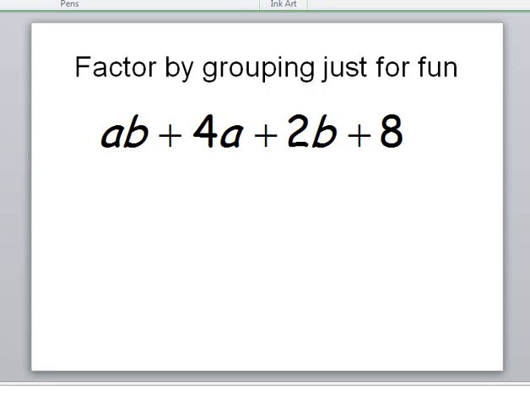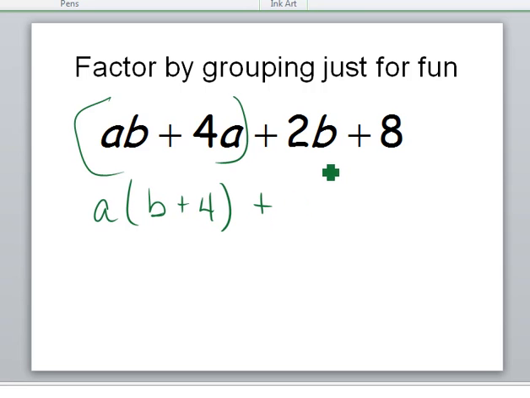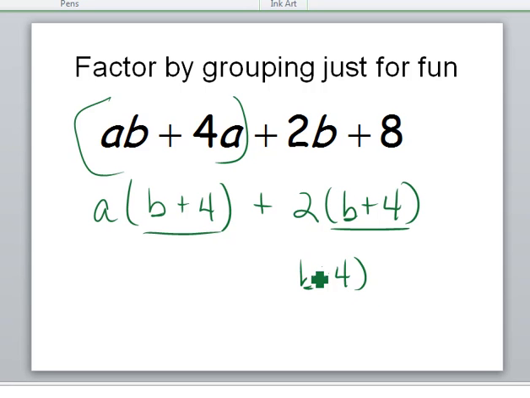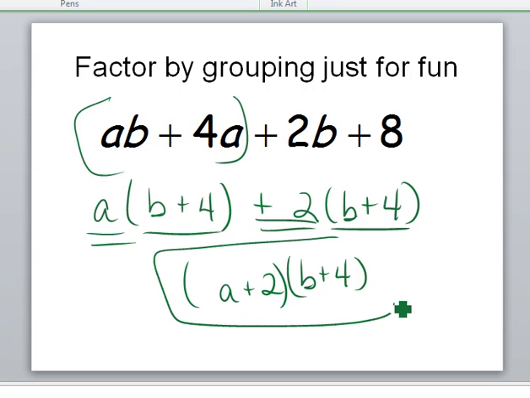This last problem says factor by grouping just for fun. So we'll give it a shot. What's the greatest common factor here? That would be a. We're left with then a b plus 4 on the inside. Plus the greatest common factor here is a 2, and I'm left with a b plus 4 on the inside. Write this as one term, and then this other part comes on the outside, a plus 2. So my final answer would be a plus 2 times b plus 4.